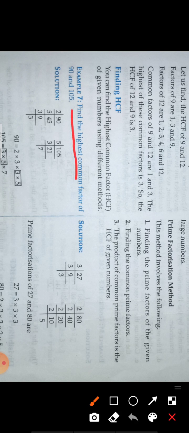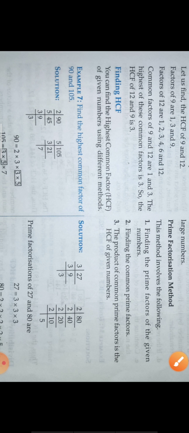The question is: find the greatest common factor of 90 and 105. What is the first step? The first step is finding the prime factors of the given numbers. So first you have to find out the prime factors of 90 and 105. Okay, so you have to divide. 90 is divisible by 2. So 2 fives are 10, 2 forty-fives are 90. Then 5 nines are 45. Then 3 threes are 9. So the prime factors of 90 are 2, 3, 3 and 5. These are the factors of 90.